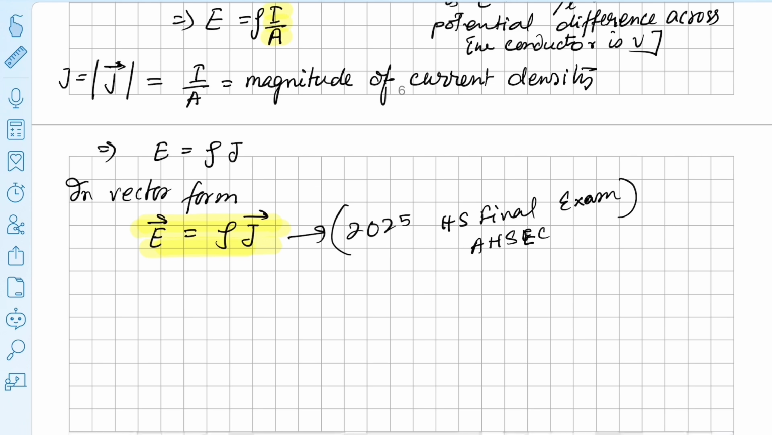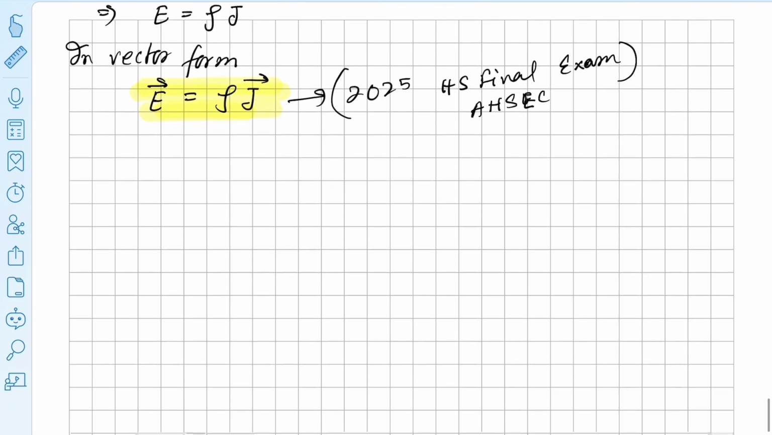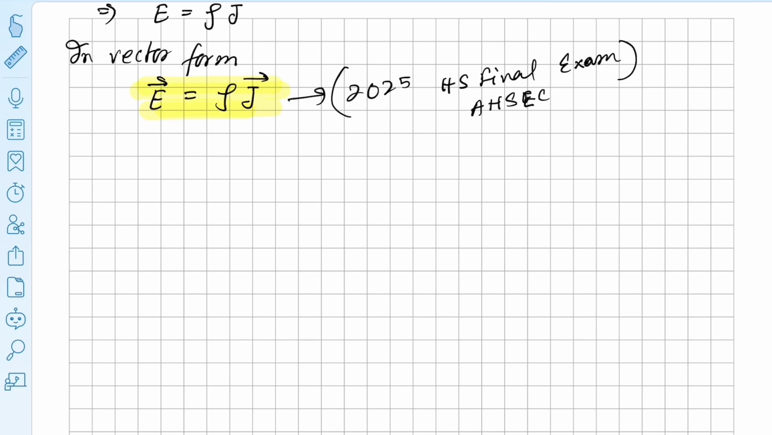Now again, let me introduce one more quantity, called conductivity. Conductivity, sigma, the reciprocal of resistivity, is called conductivity.